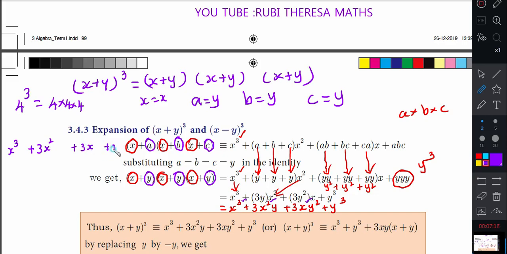Plus x to the power of 0. 3, 2, 1, 0. Next one is what? This is in which order? Very good. Descending order. Next one is ascending.